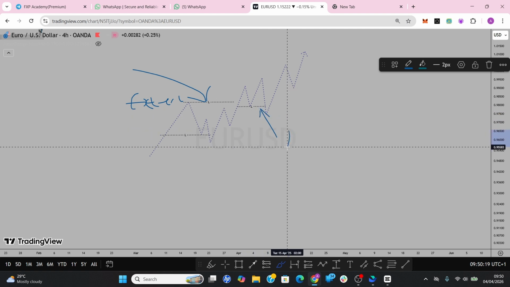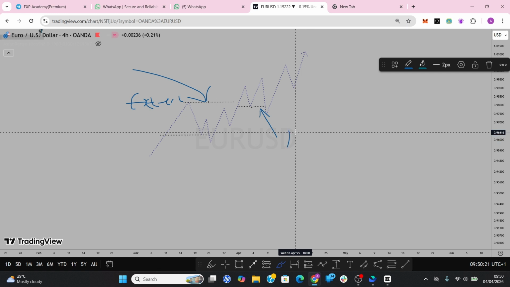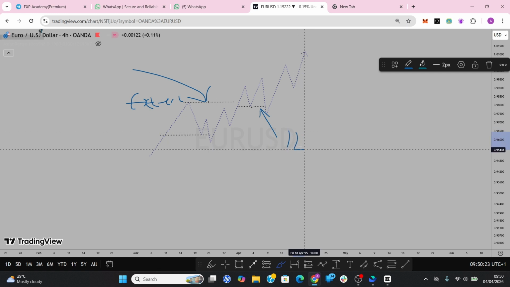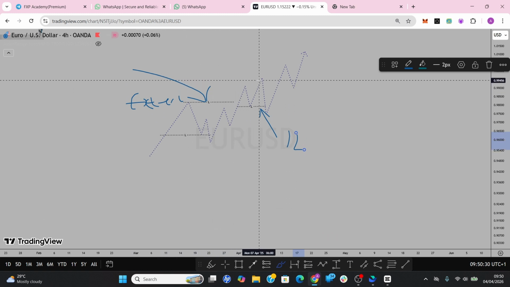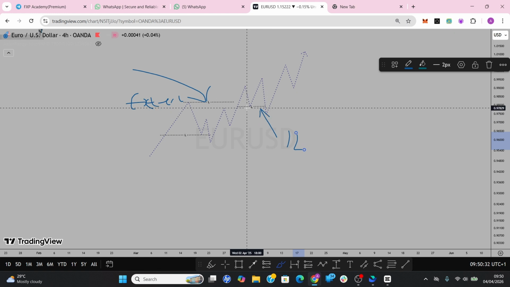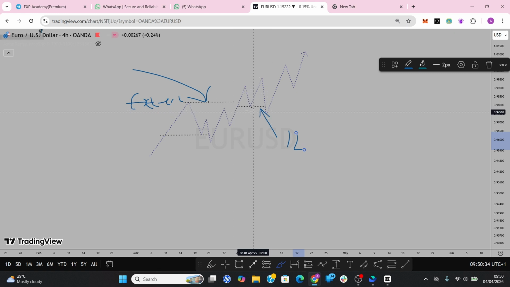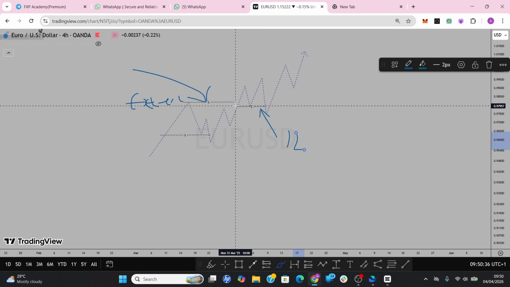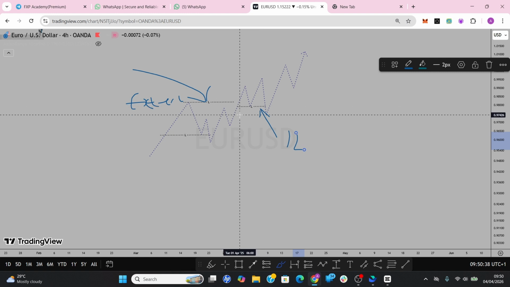You can call it IL, internal liquidity. So the idea is that once price moves and takes out the external liquidity, it has to come back and take out the internal liquidity as well. Essentially, price hunts the liquidity. That is what you have to keep in mind.